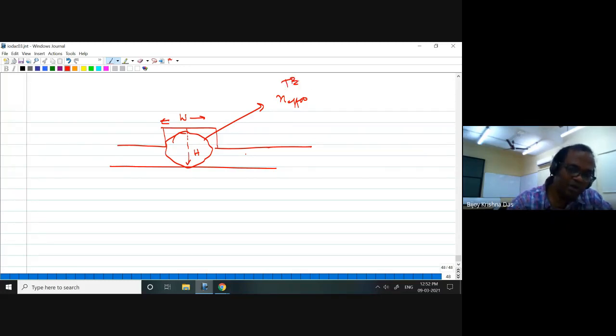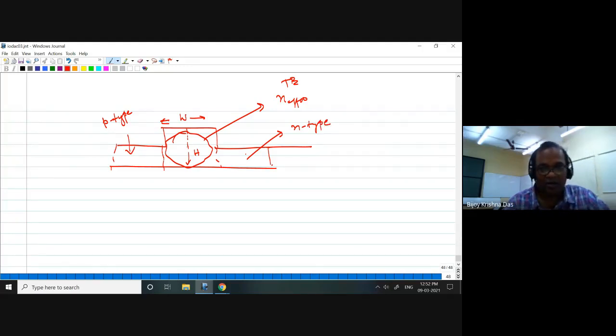But for modulator purposes, you make some kind of PIN structure. Suppose this region you are doping with P-type material, and this region you are doping with N-type. Normally, when you design your optical waveguide, the material should be intrinsic. You know why it is intrinsic? Anyone?